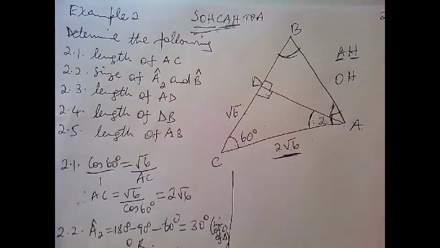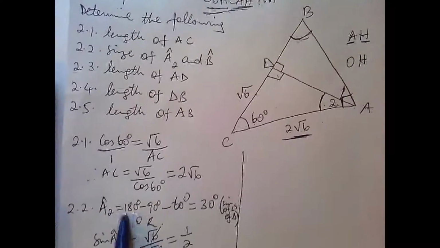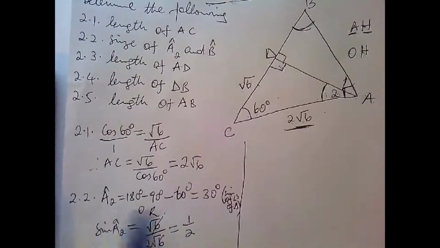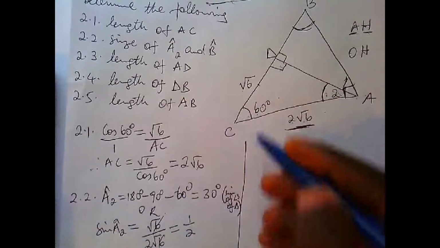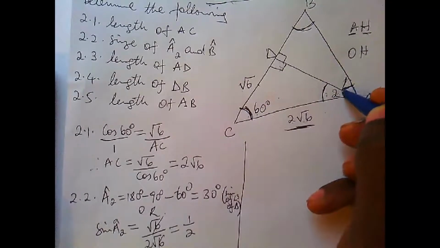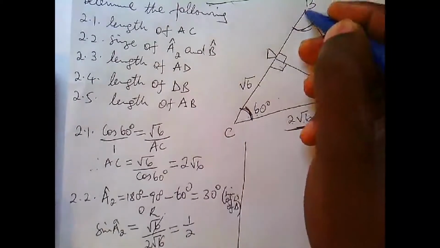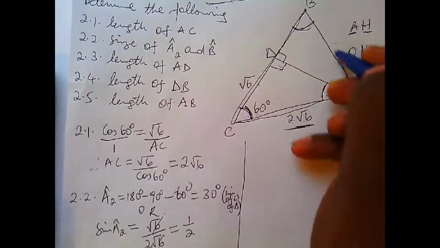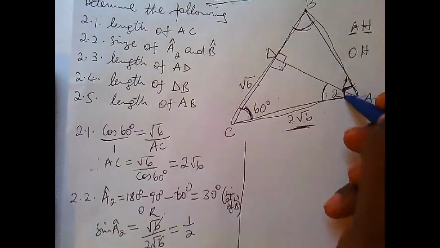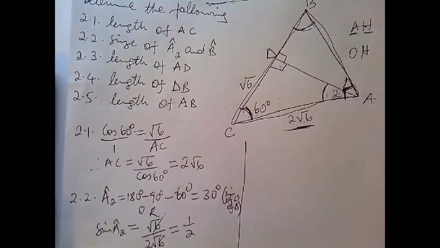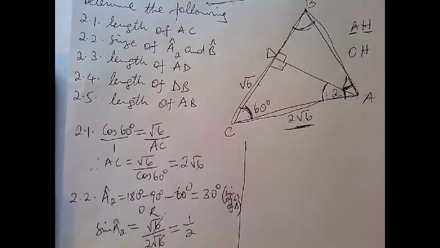You can use the same approach that you used to find angle A2, using Euclidean geometry. In the main triangle, I know that this is 90 and that is 60. So what is that one? Therefore angle B will simply be equal to 30 degrees.